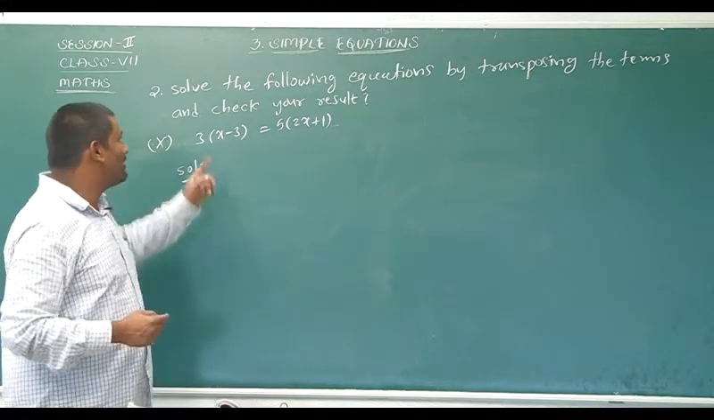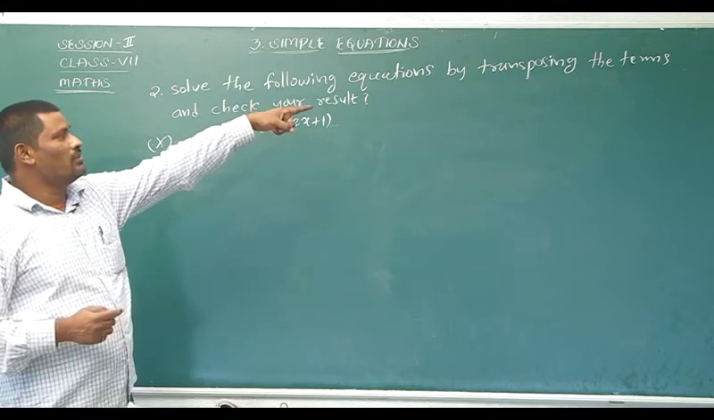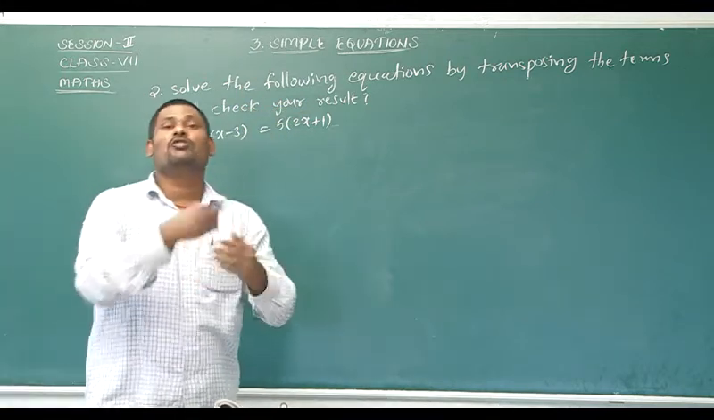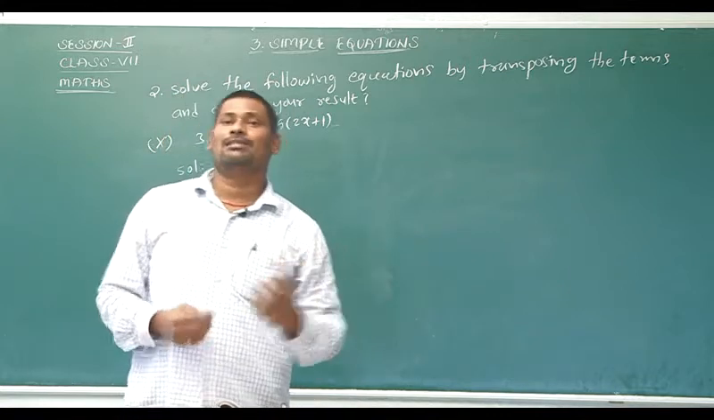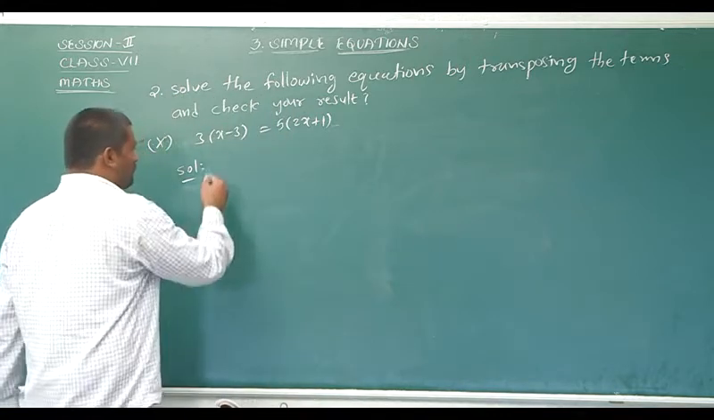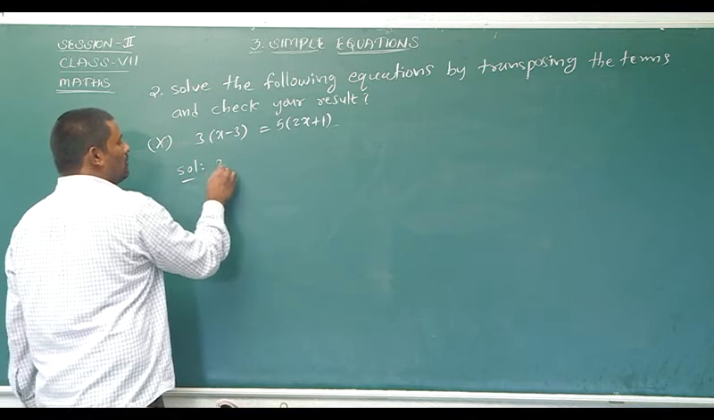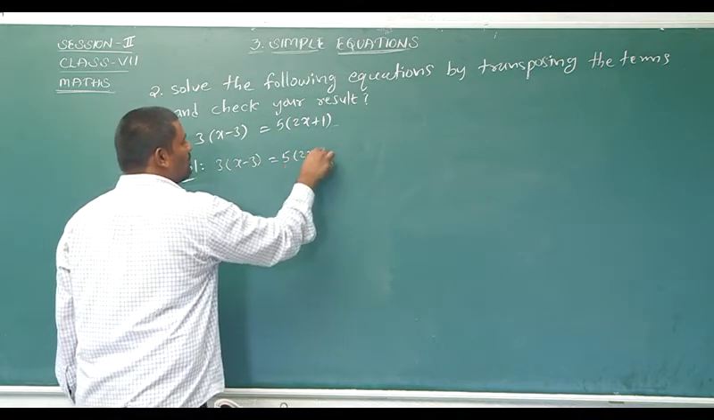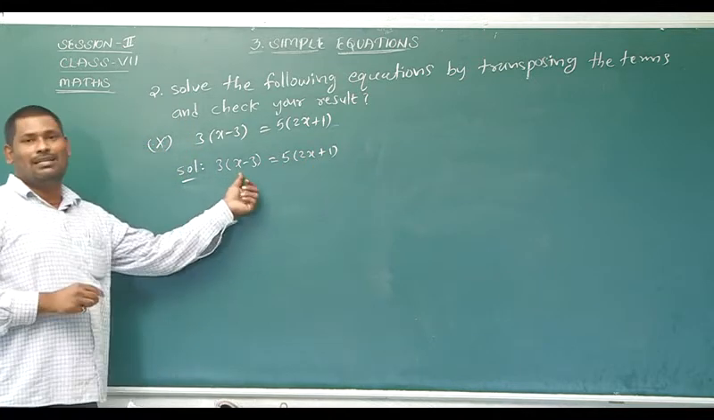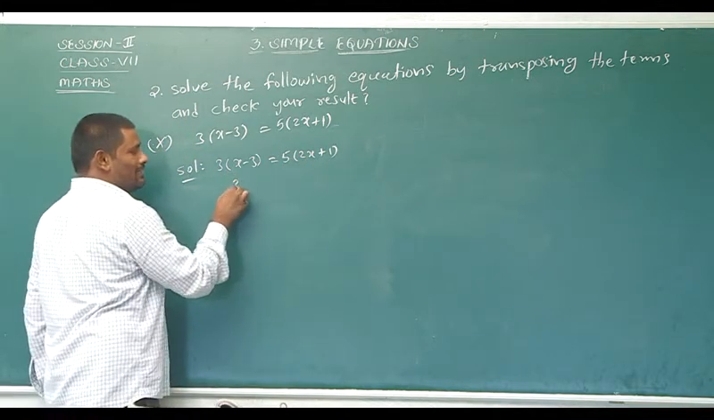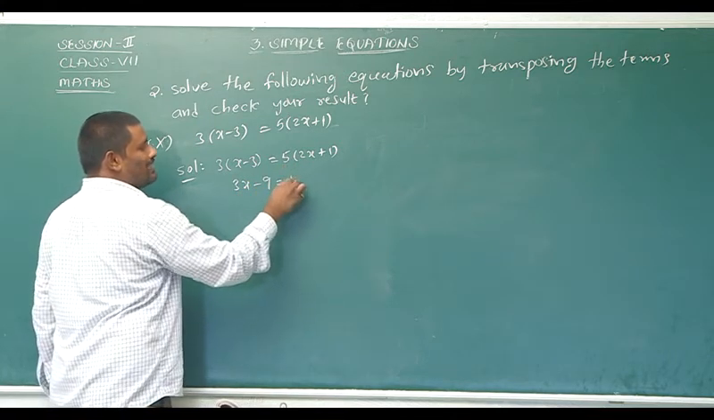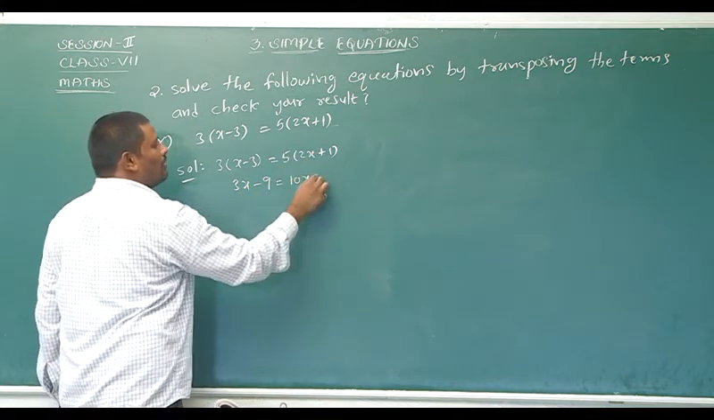See my dear students, solve the following equations by transposing the terms and check your result. We need to do the transposing process here. Look here, first let us multiply. So let us write the question here, 3 of x minus 3 equals 5 of 2x plus 1. When I multiply 3 inside, 3 into x I get 3x, 3 into minus 3 I get minus 9. So 5 into 2x I get 10x, and 5 into 1 I get 5.